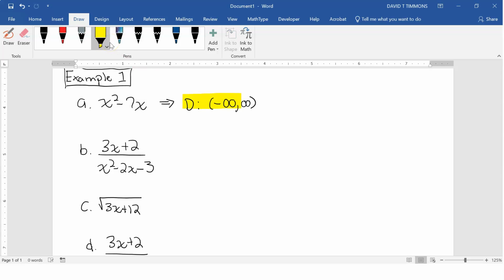No values would be excluded, right? We can substitute any real value of x into this expression. We won't get division by 0 or a negative square root.